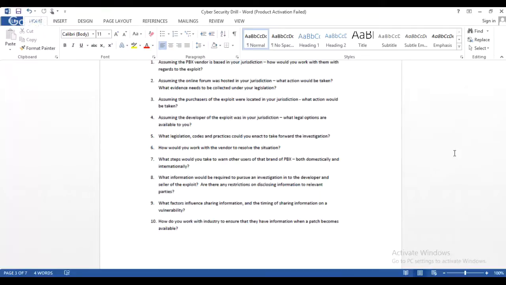Yes, Risha. In the 10th question, how do you work with industry to ensure that they have information when a patch becomes available? Before applying a patch, three things must be considered. The patch documentation should be reviewed by peers for security reasons, and reviewing can mitigate the risk. Also the relevancy of the update, that it will resolve current issues. A new patch won't cause anything to compromise existing systems.